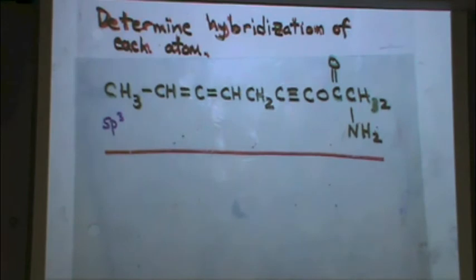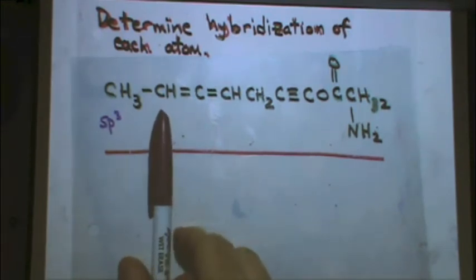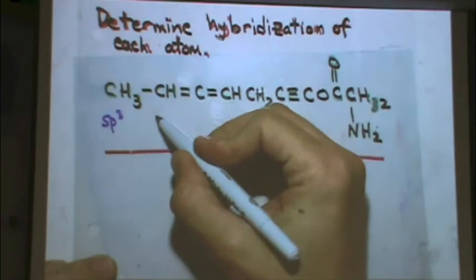How about the next carbon over? How many groups? All right, I've heard every number. One of those was right. There's 3 groups. The carbon has a single bond to the left, a double bond to the right, and a single bond to that hydrogen that's on it. That's a total of 3. 2 single bonds and a double. We call that what? sp2.